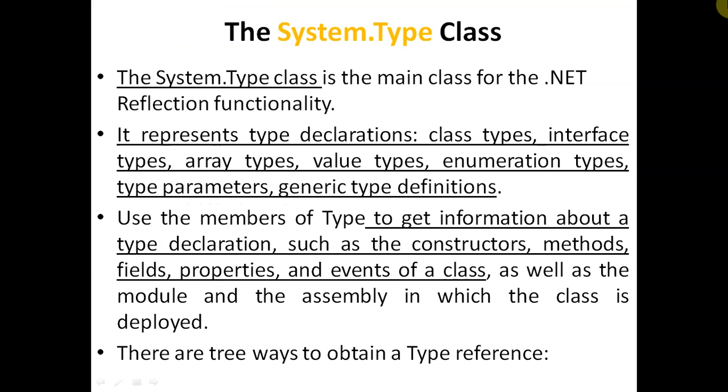Basically, reflection represents the type declaration: class type, interface, array, value type, enumeration type, type parameter, generic type definition, so we can get all the information. So by the System.Type class, we use the members of Type to get information about type declaration such as constructor, method, field, property, event. So all the things are returned in the class, so it returns the information of the class itself.